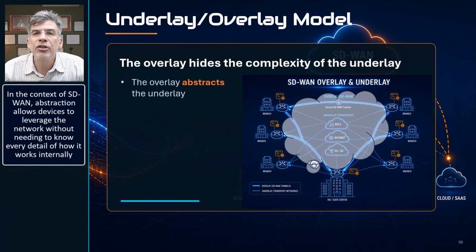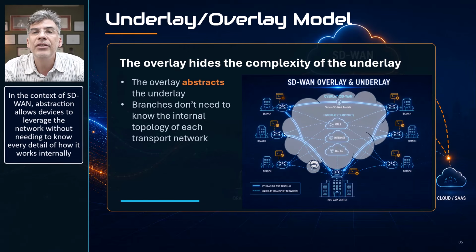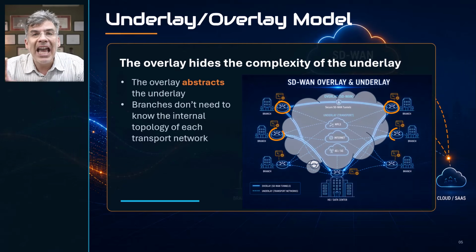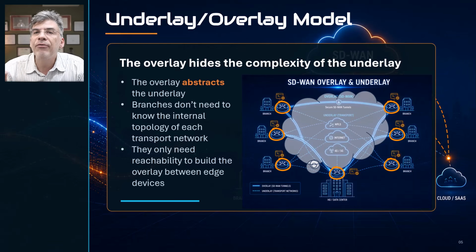This abstraction ensures that the branches do not need to understand the full internal topology of each transport network in the underlay. The edge routers or the edge devices only need enough reachability to build the SD-WAN overlay between those edge devices. Once the overlay is established, the SD-WAN fabric can treat those sites as part of the same logical WAN. So the overlay creates a logical structure above the underlay, abstracting it completely.